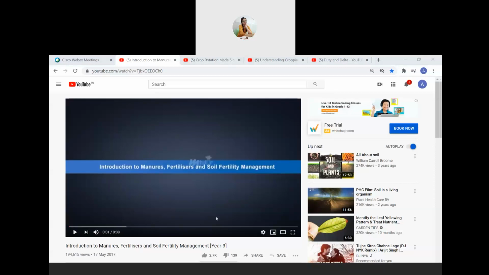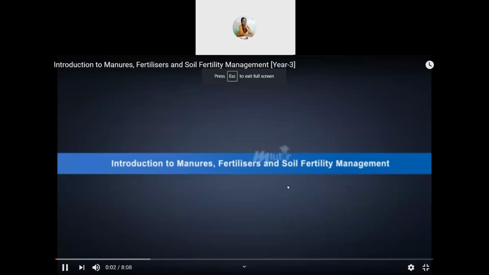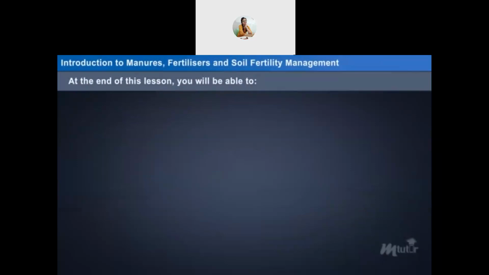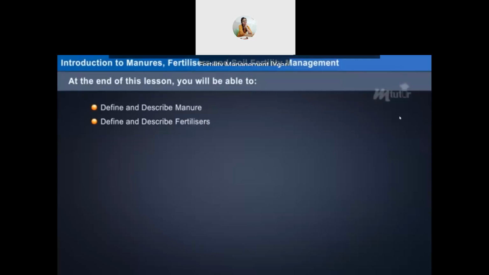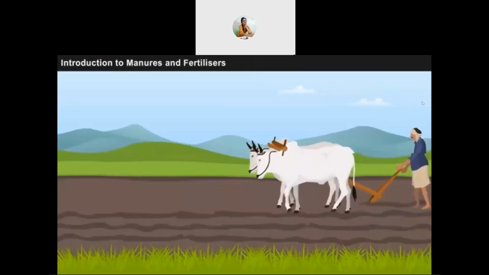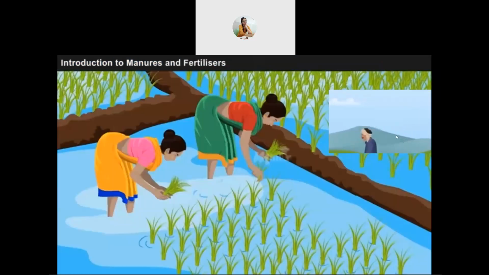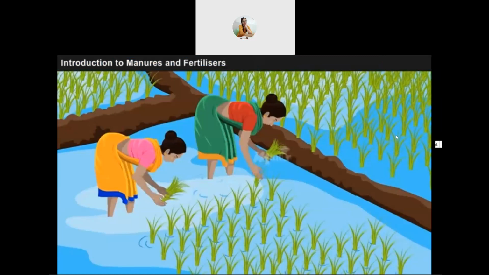Manures, fertilizers, and soil fertility management. At the end of this lesson, you will be able to define and describe manure, define and describe fertilizers, and explain soil fertility management. Agriculture is one of the major professions for many people all over the world.